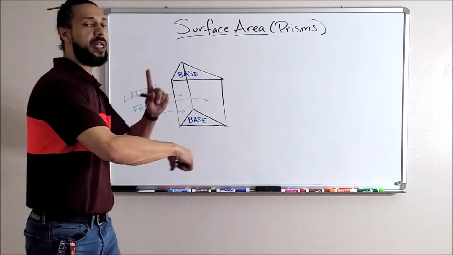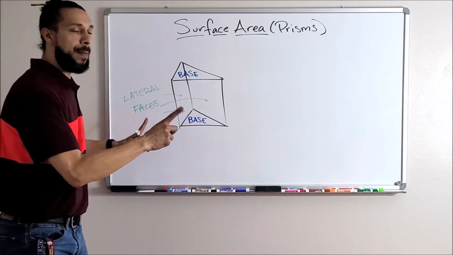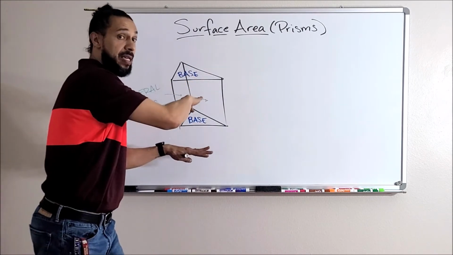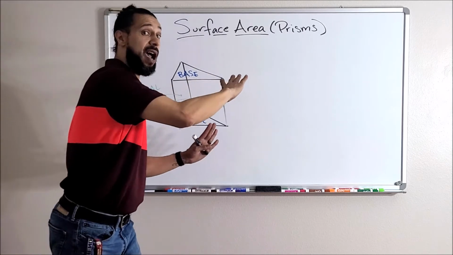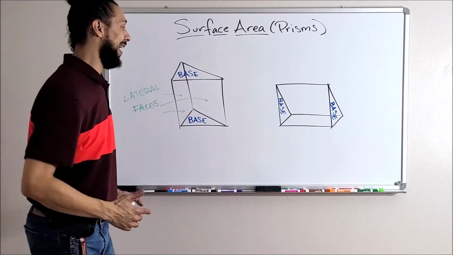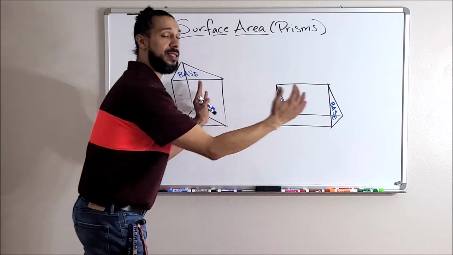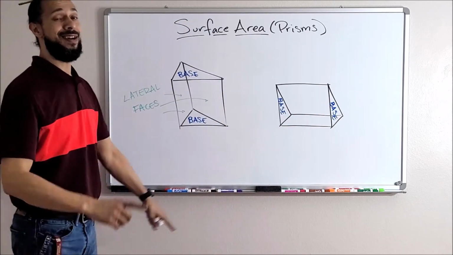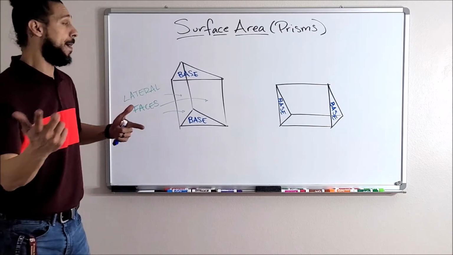Before we get into the formula and everything, remember this prism doesn't have to be base on top of base. This prism can be laid down on its side like this. Even though the bases are side to side, they're still the bases. So let's get to the formula, right?